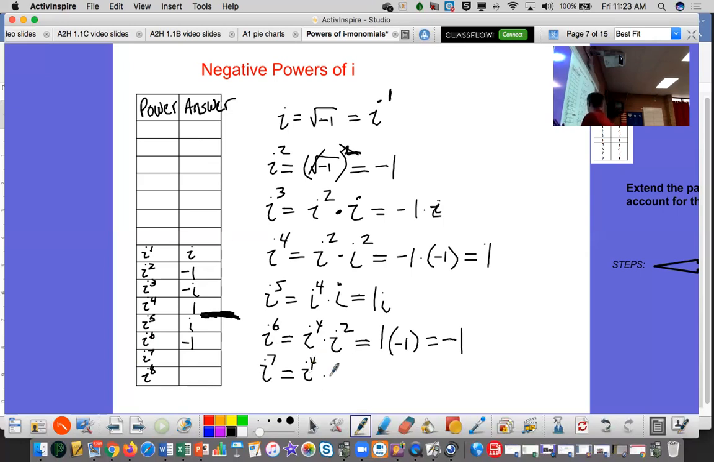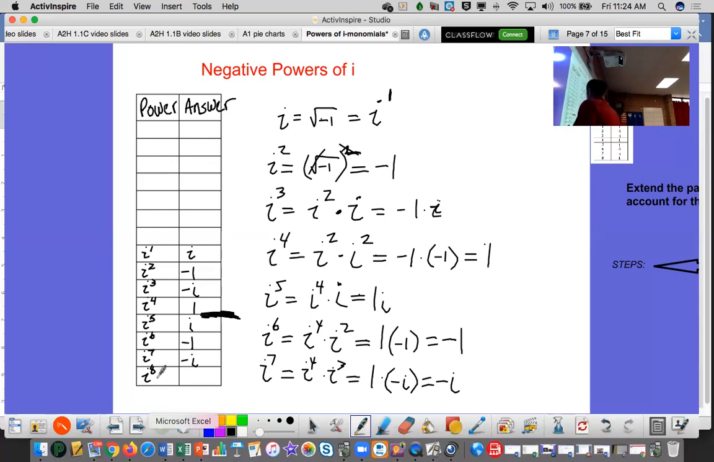And then I'm going to use i cubed. So essentially, anytime we're past i to the 4th, we're going to use as many i to the 4ths as we can. And whatever that leftover value of i is, because i to the 4th is 1, whatever that leftover value is truly what we're going to have for our answer. Here again, this is 1 times negative i, which equals negative i.